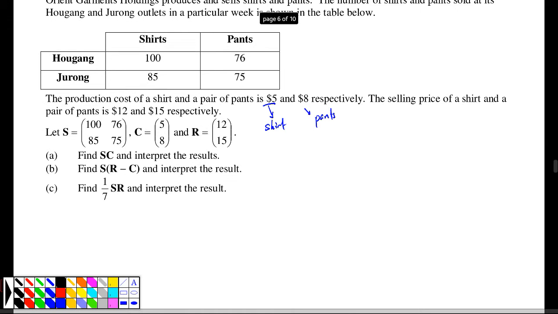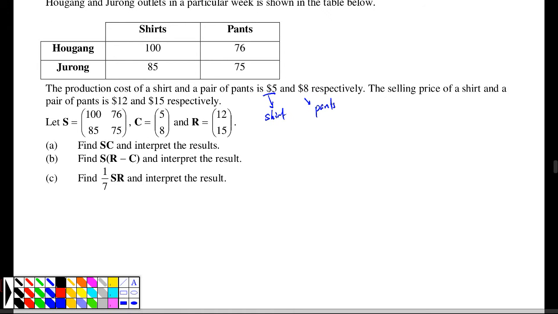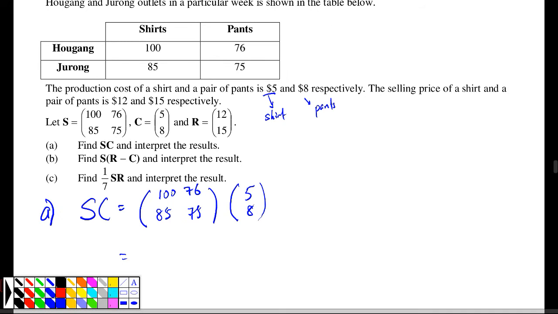Find SC. So what do you want us to do? Very good. Multiply. So can you write down 100, 76, 85, and 5 and 8. Now, first you have to check what? What do you have to check? You say 2 times 2, 1 times 8, 2 times 1.